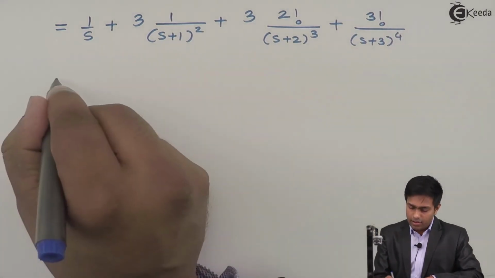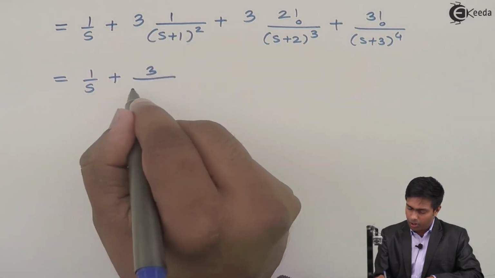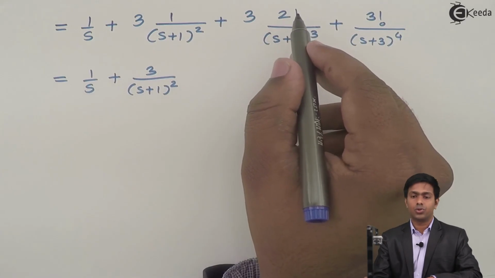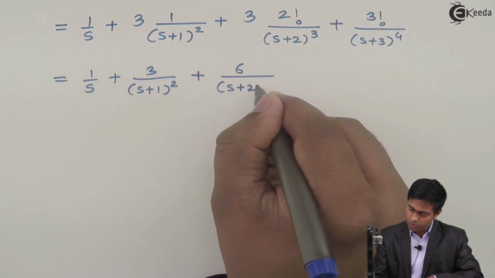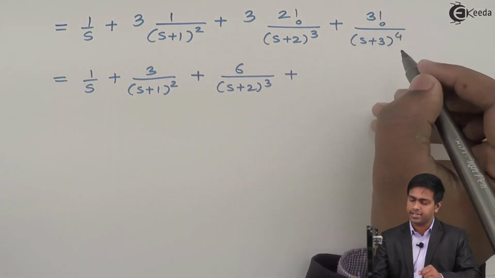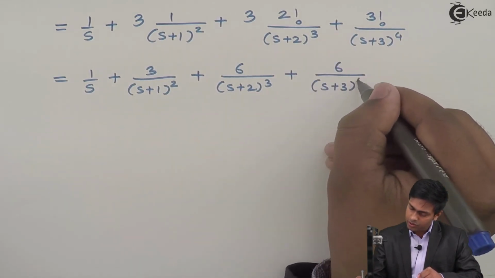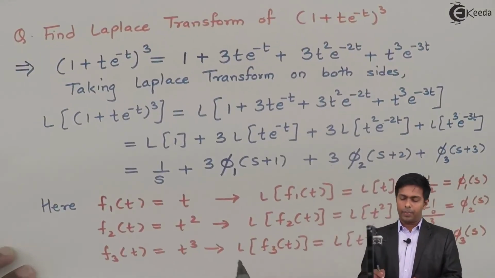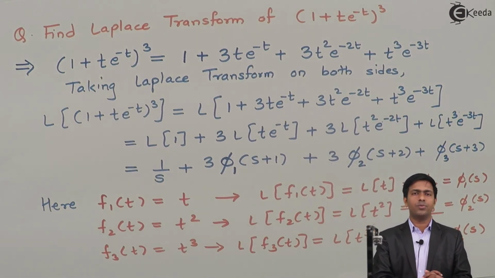So by solving this, we'll get 1 by s plus 3 into 1, that is 3 upon s plus 1 the whole square. 2 factorial is 2, so 2 3s are 6, so 6 upon s plus 2 the whole cube, plus 3 factorial is 3 into 2 into 1, that is again 6, so 6 upon s plus 3 raised to 4. And my friends, this is the value of Laplace transform of 1 plus t e raised to minus t the whole cube.